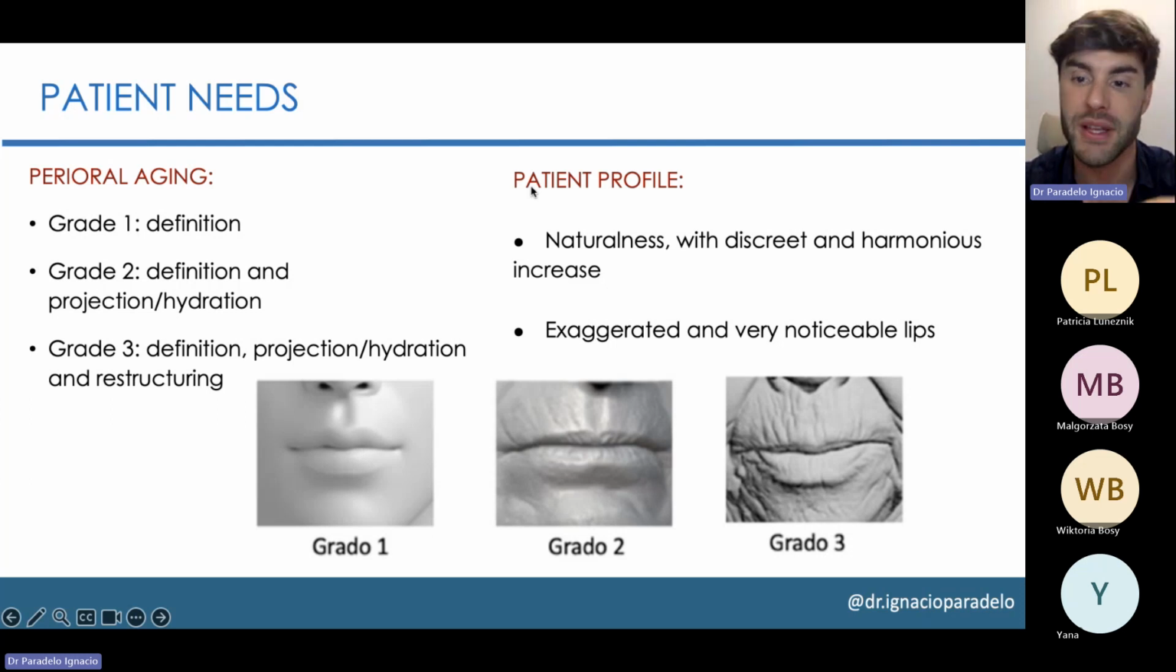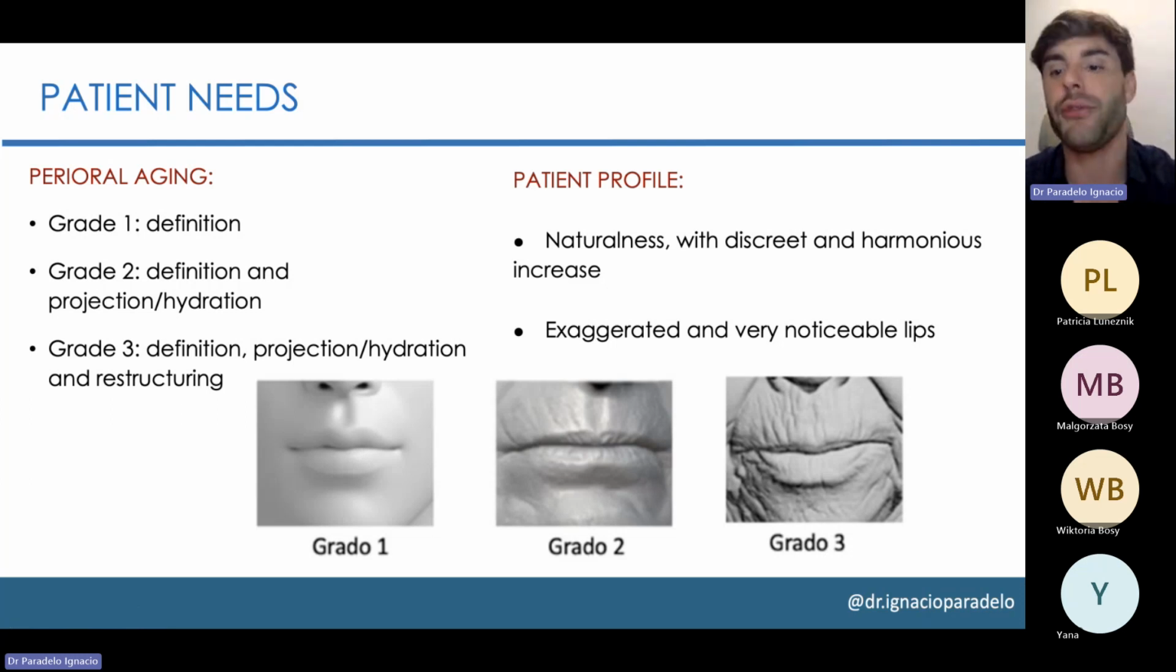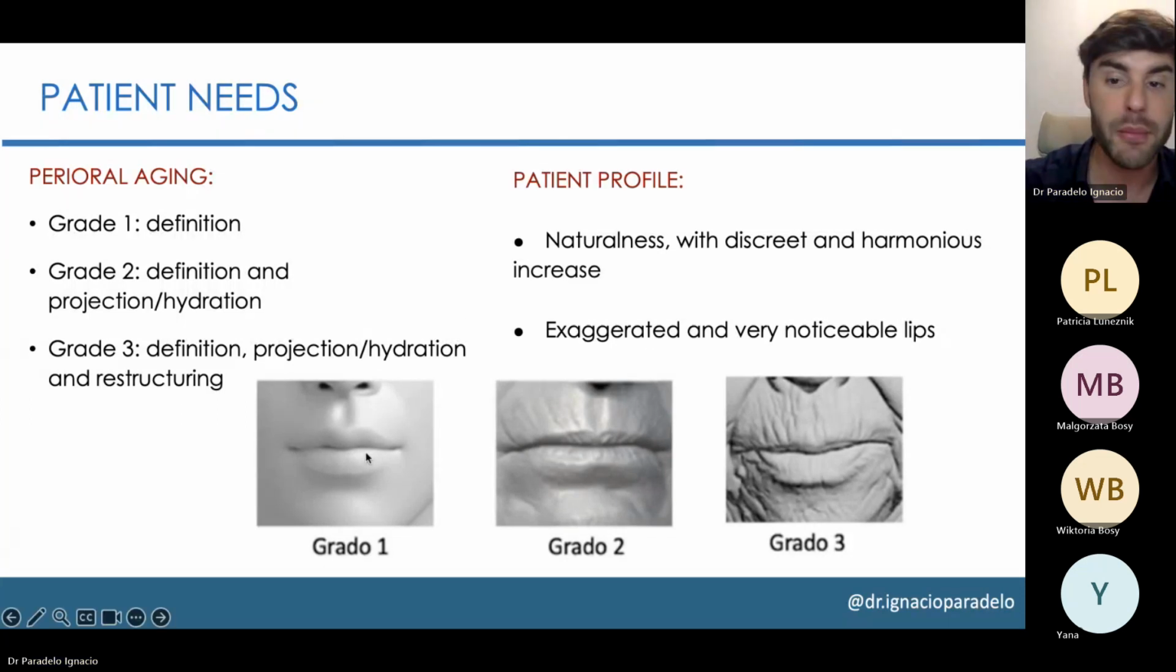On the other hand, it's important to take into account, in addition to the degree of aging that our patient presents, what is the profile of our patient and their expectation. For example, if it's a patient looking for naturalness and harmony, or a patient who wants a lot of volume and a more exaggerated result, like Russian lips, for example. It depends on that what treatment we are going to do.